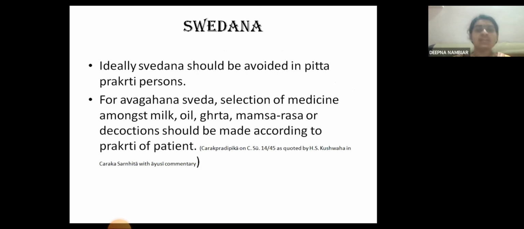Next is the concept of Svedana. Svedana, we all know that in the case of Pitta Prakriti persons, Svedana is usually to be avoided. This can be seen in clinical practice also.